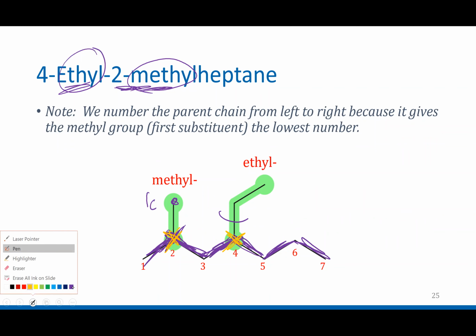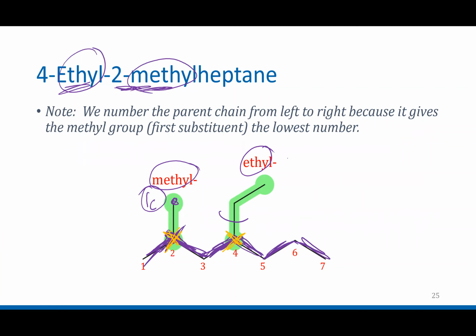So how did I know it was methyl? Methyl is for 1 carbon. Ethyl is for 2 carbons. 1, 2. You see how it's bent? The bend tells me that it has 2 carbons. All right, does that make sense? Yes, clear, without counting the down one.